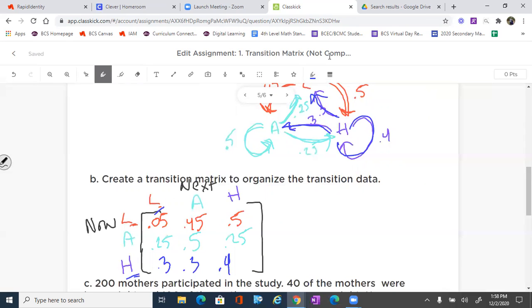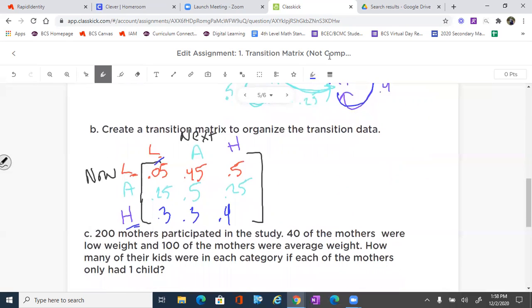Okay. Now let's go ahead and keep on working with what we've got. It says 200 mothers participated in a study. 40 of the mothers were low weight. So what we know is that out of the low weight, we've got 40.